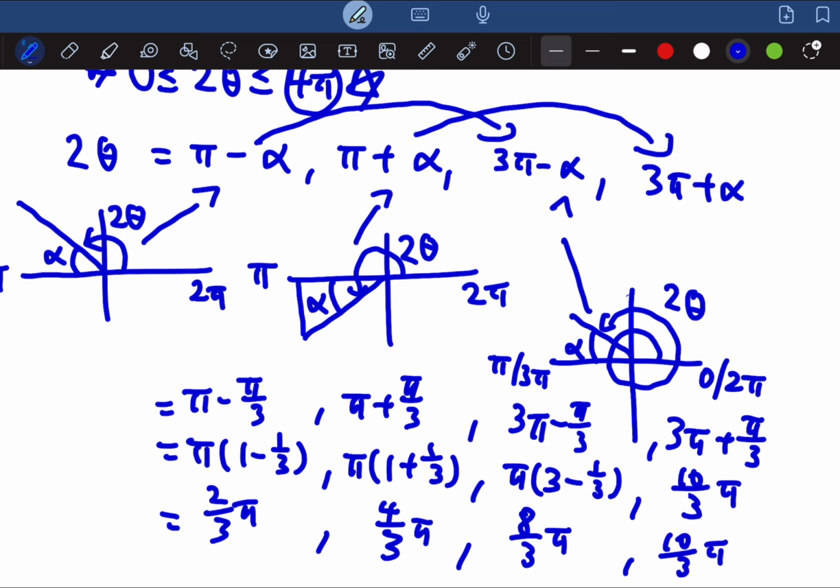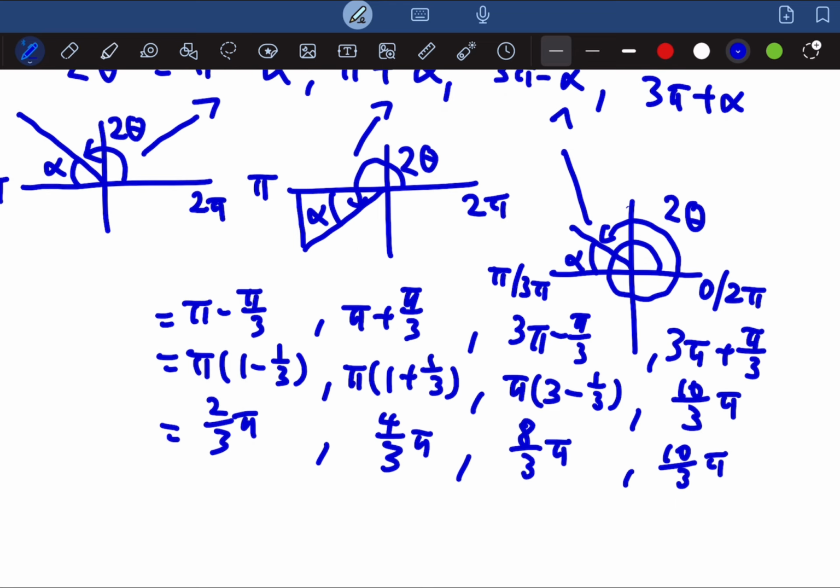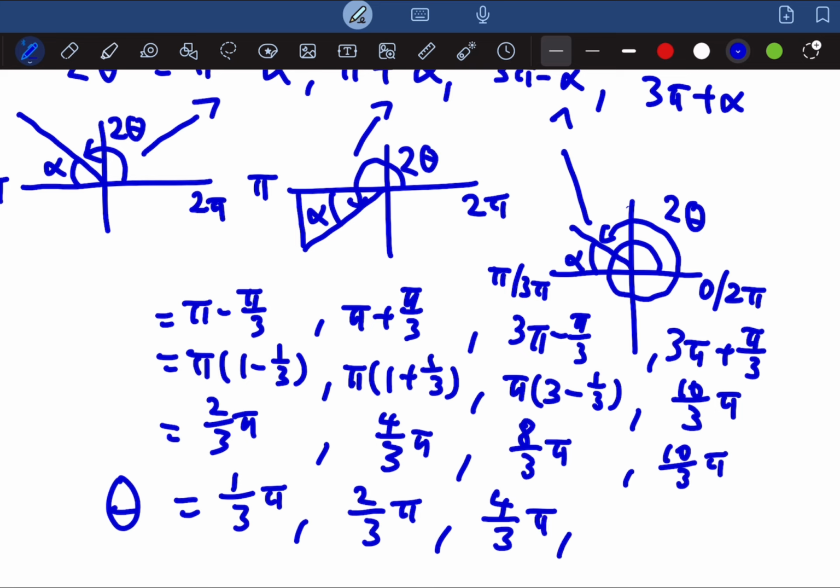Do take note, all these angles in radians are all for 2 theta. The question doesn't want us to find 2 theta, they want us to find theta. So I have to divide by 2 throughout. So I have 1/3 pi, 2/3 pi, 4/3 pi, and 5/3 pi.